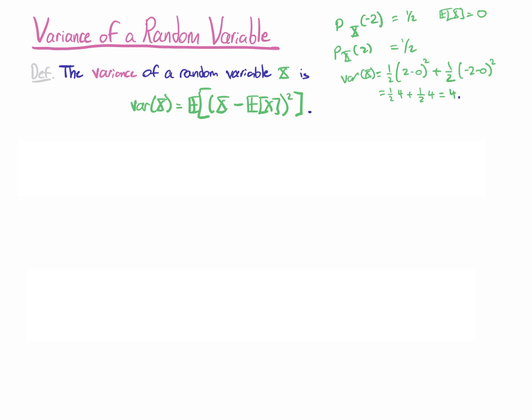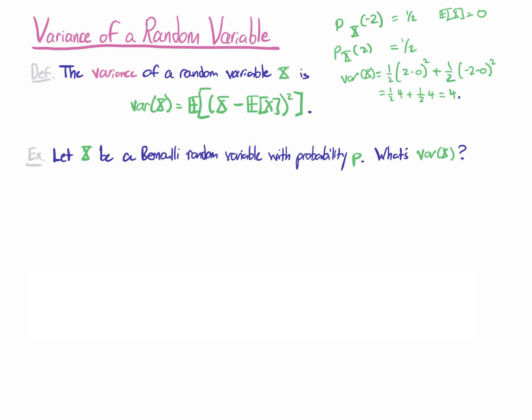Okay, so let's do a slightly more theoretical example. Let X be a Bernoulli random variable with probability p. What's its variance? In order to calculate the variance of X, we first need to calculate the expectation. We actually know the expectation already. It's equal to p. So when we calculate the variance of X, we're going to use this formula here, and what we need to do is consider the expected value of (X minus p) squared.